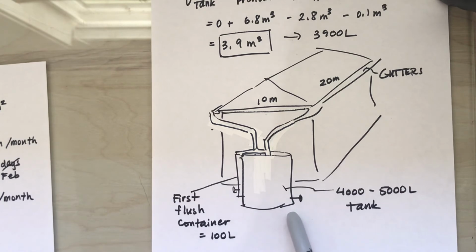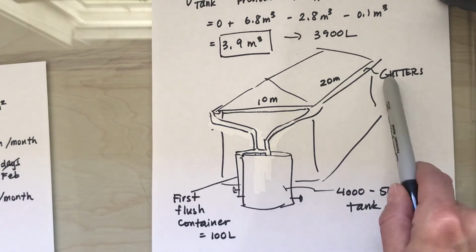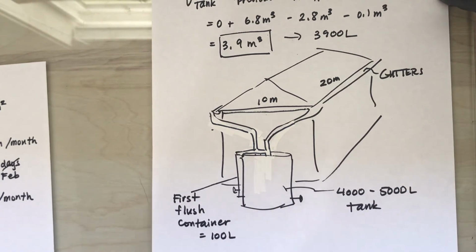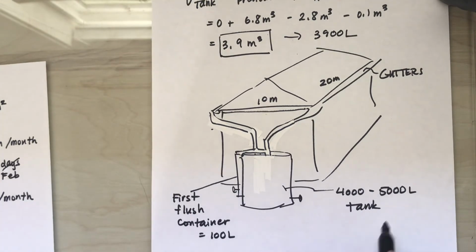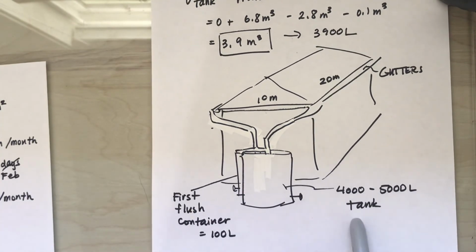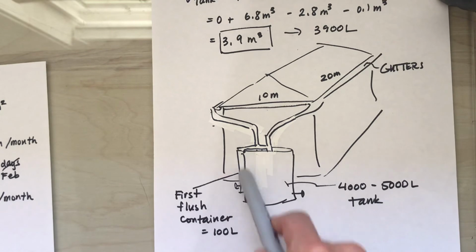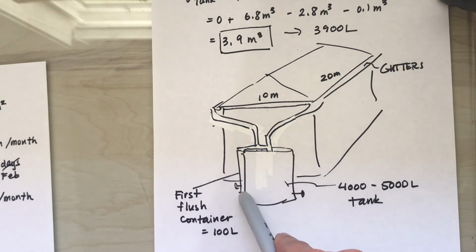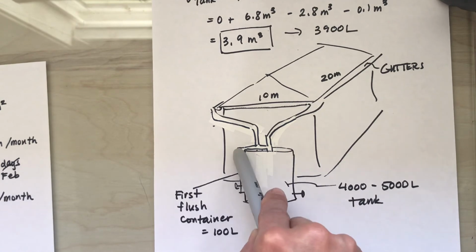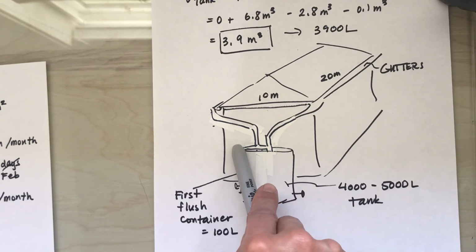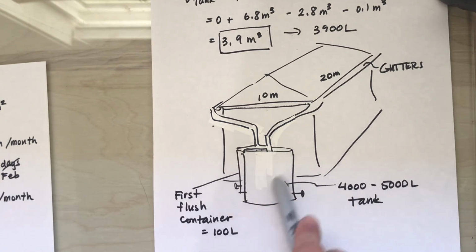All right, so in the schematic that we're drawing, we want to show the gutters. We want to show the tank, the 4,000 to 5,000 liter tank, and maybe some sort of a little device on the side with a 100 liter volume, so that when it fills up, the water is diverted and the clean water ends up in the tank.